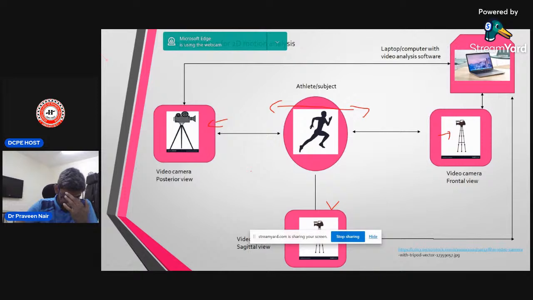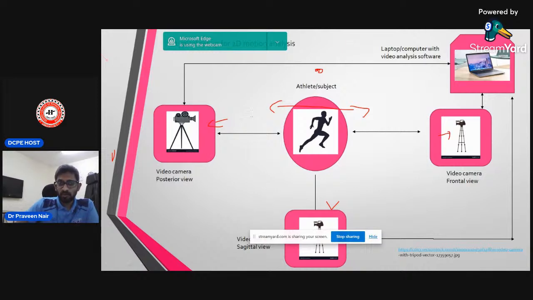Then these days, you might have seen that several competitions are being held and they are being covered with the help of drone cameras, which actually gives you a bird's-eye view. But again, the cost factor comes into the picture. So this is the minimum required. But even with a single side view, if you have one camera, you can find out many factors.